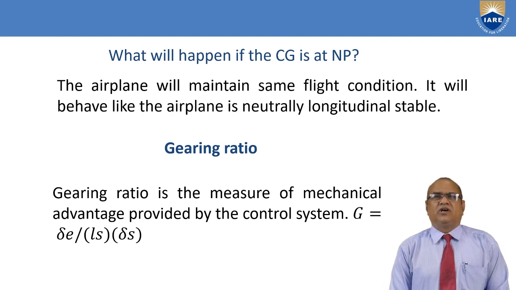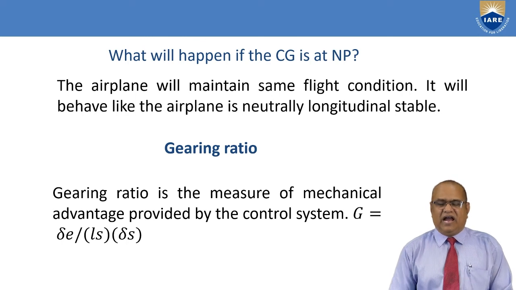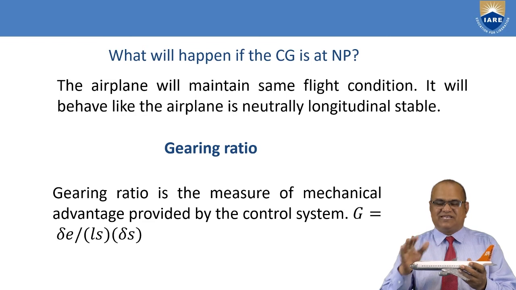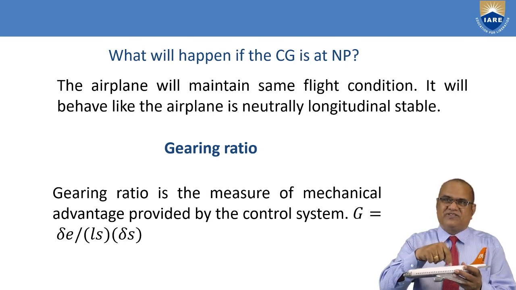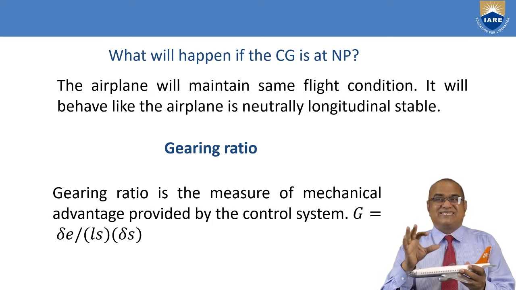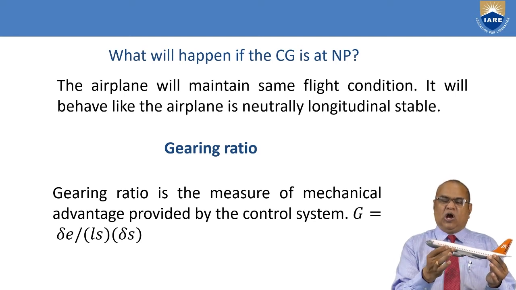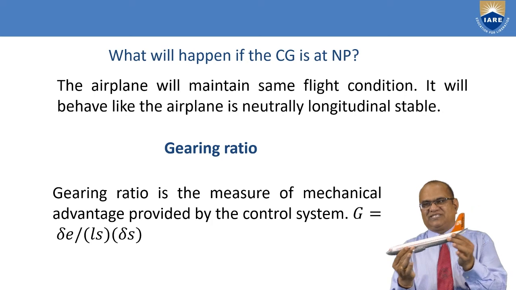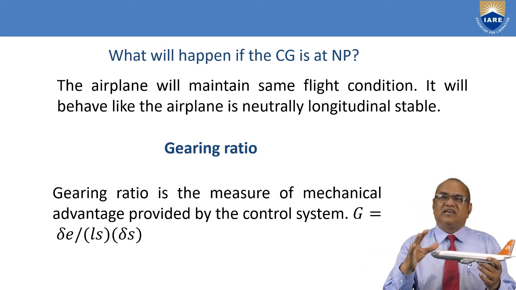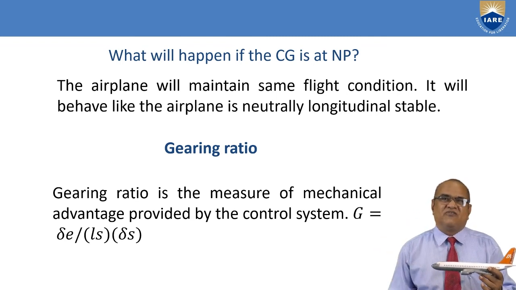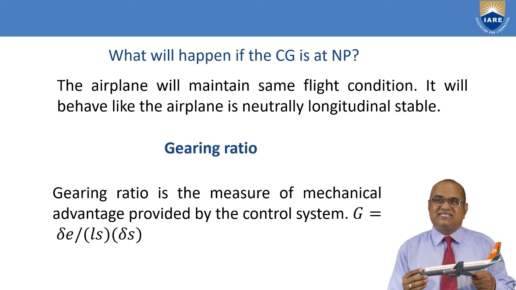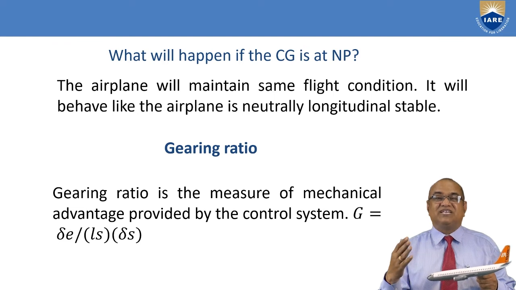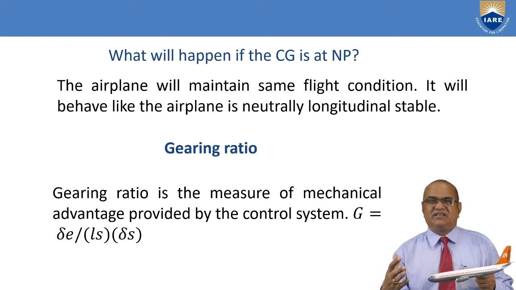Next: what will happen if the CG is at the NP? I think I have already covered this. Most of the time the CG is ahead of the neutral point. If the CG goes backward and sits on top of the neutral point, the airplane will remain in the same flight condition. It is a neutral condition: if it goes nose up, it will stay nose up; if it goes nose down, it will stay nose down. That is called the neutral point. It means if it is disturbed, it will remain in the disturbed condition throughout its flying operation, so the airplane behaves as neutrally longitudinally stable. This is the importance of CG. When it falls on the neutral point, the aircraft will be neutrally stable, remaining in the same disturbed condition throughout its flight.